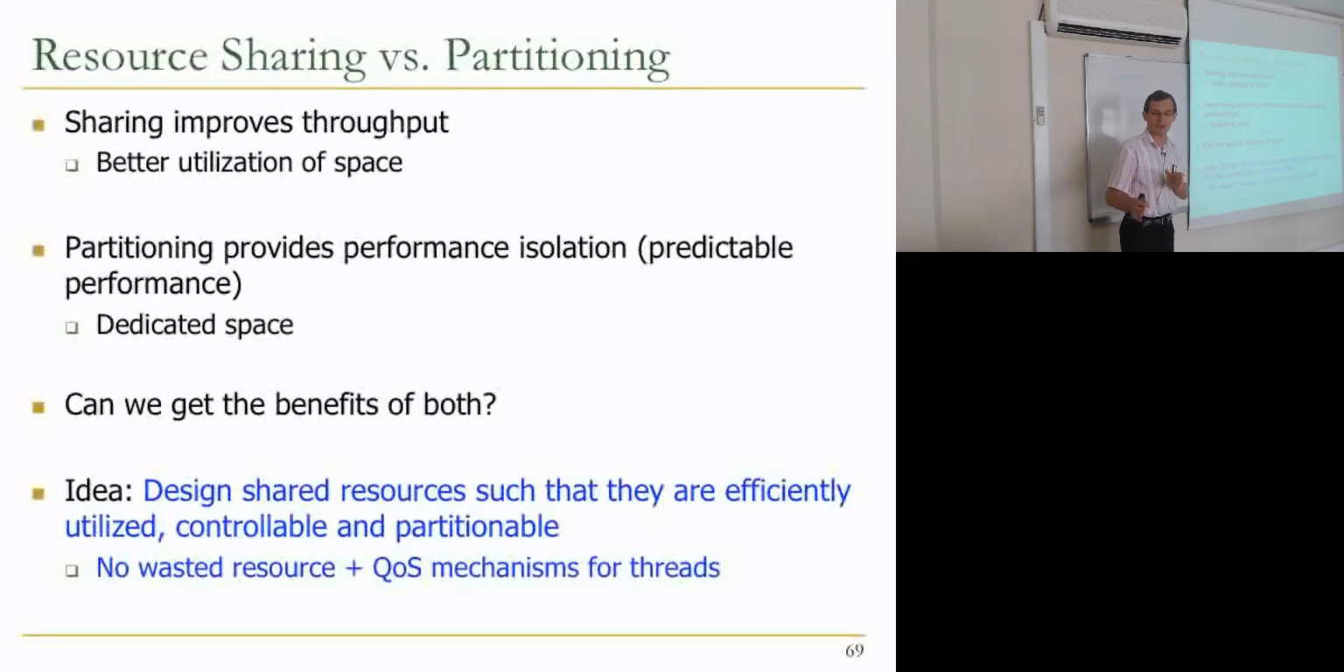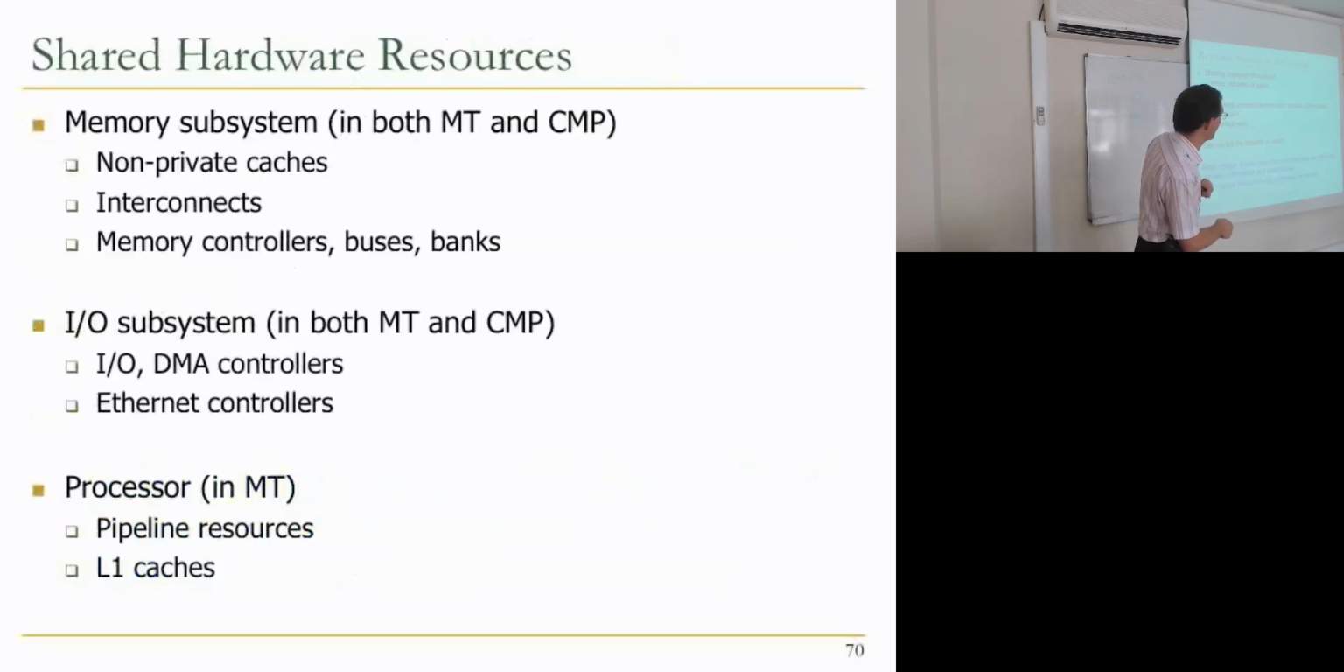And if you look at today's systems, I don't think I have the data on the slides, but even in L1 caches, more than 60% of the data is useless. Meaning it's sitting there dead. It's not going to be touched. And that number is even higher in the bigger L2 caches. And we would like to also have quality of service mechanisms for different threads, such that they can get the performance they need.